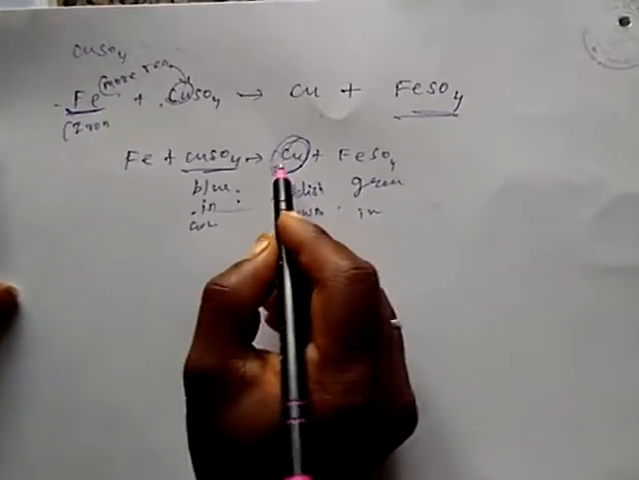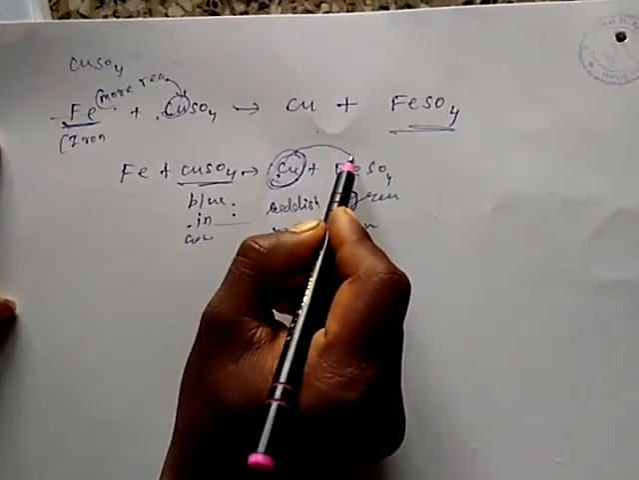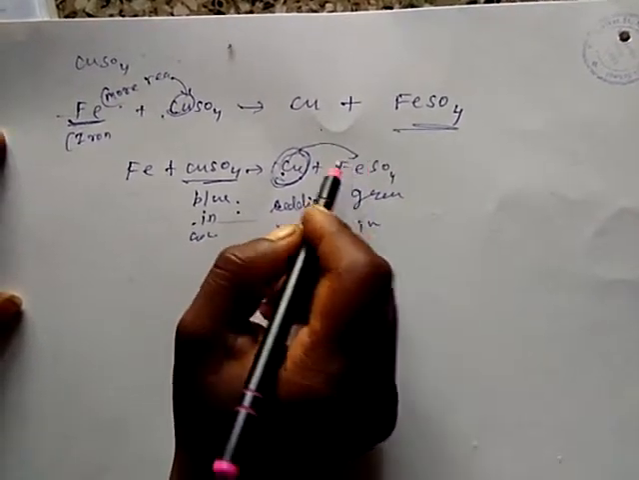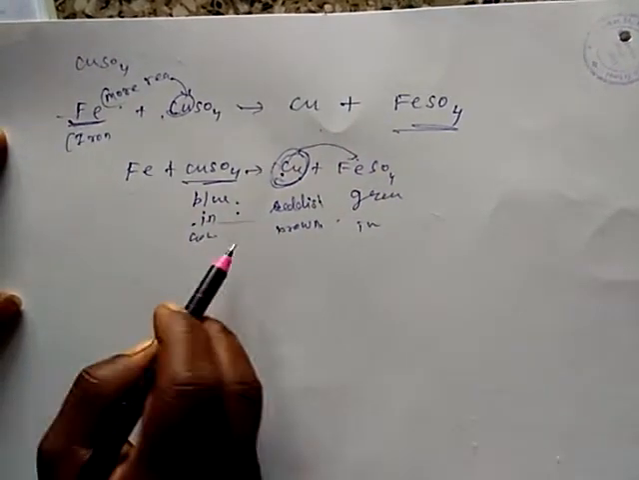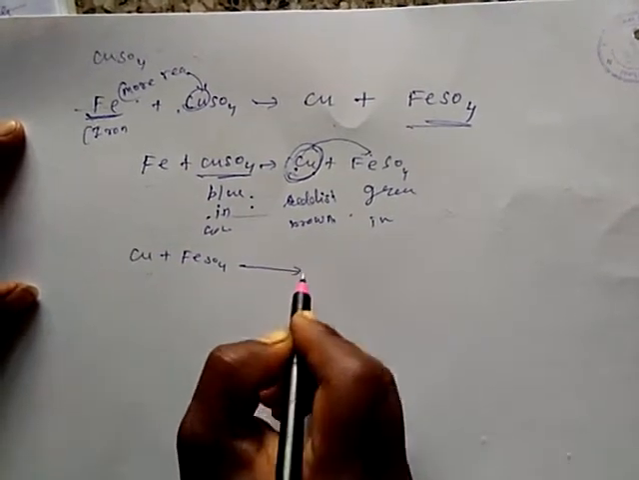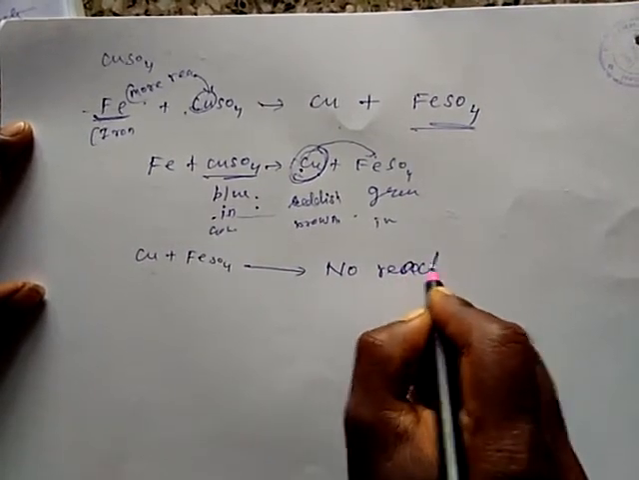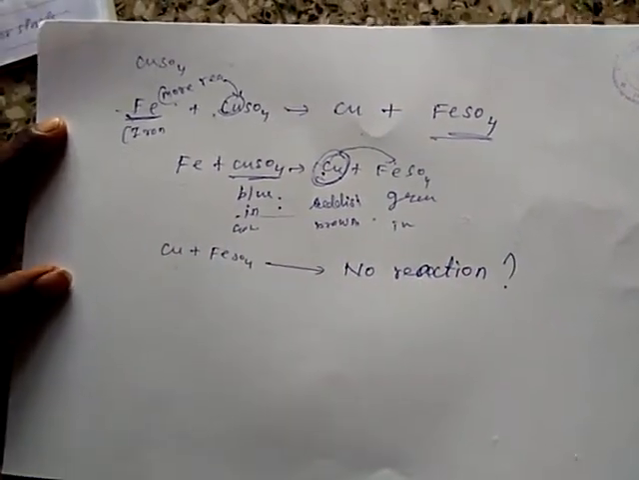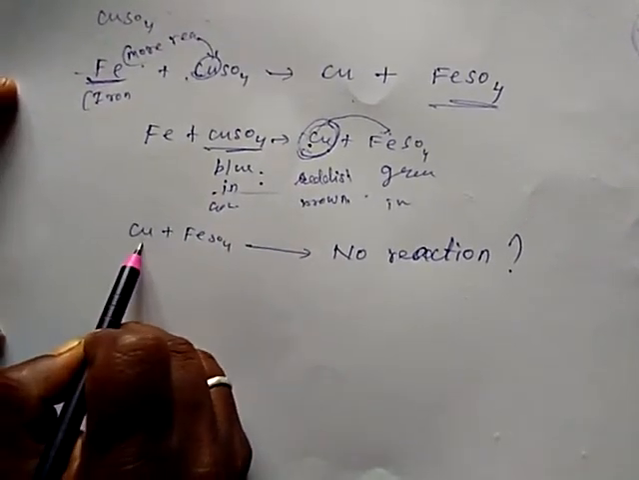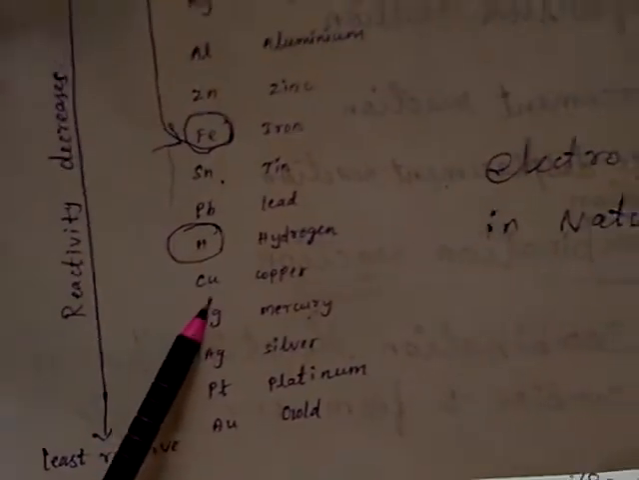If a copper piece is placed in iron sulfate solution, what are the products now? Copper plus iron sulfate is going to be no reaction, because copper is below iron in the reactivity series.